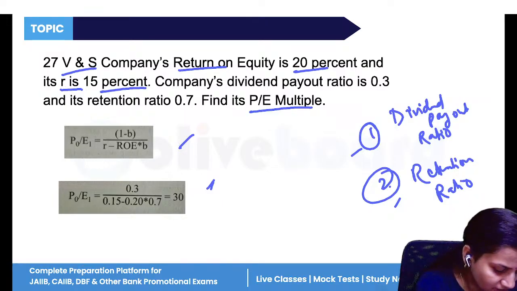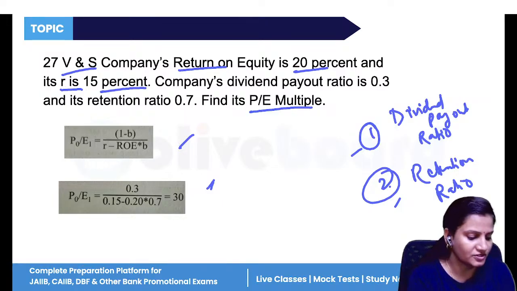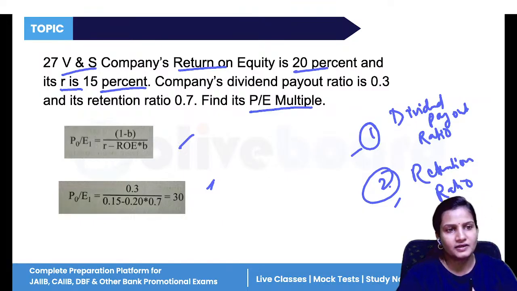Okay, Manoj ji, you are giving the answer of which question? Please mention the question number before that. Tell me the dividend payout ratio and retention ratio. What is the difference between these two?